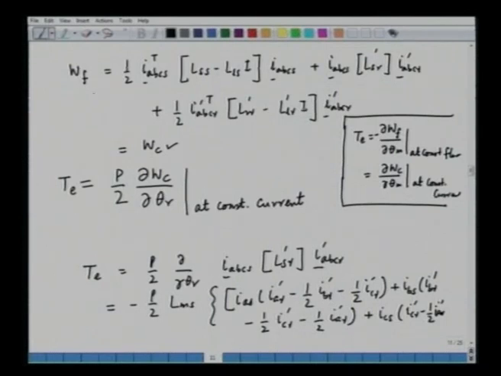We have the energy stored in the field, WF, is half I_ABCS transpose (L_SS minus L_LS I) into I_ABCS, plus I_ABCS transpose L_SR prime into I_ABCR prime, plus half I_ABCR prime transpose (L_RR prime minus L_LR prime I) matrix multiplied by I_ABCR prime. So, this equation is the equation for energy stored in the coupling field.